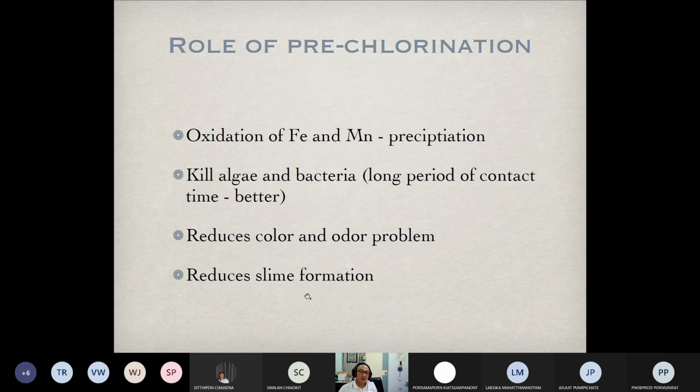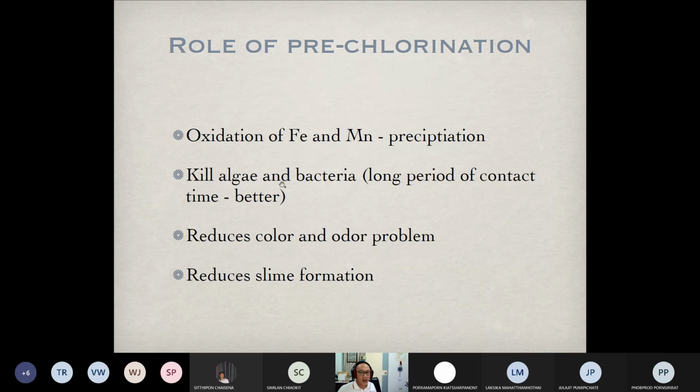Some kinds of bacteria are able to produce this slime, and this creates problems, especially once slime is formed. It may release some organic compounds which create odor problems in the water. That is why if we add chlorine, it helps to prevent the growth of the slime. So these are the objectives of pre-chlorination.